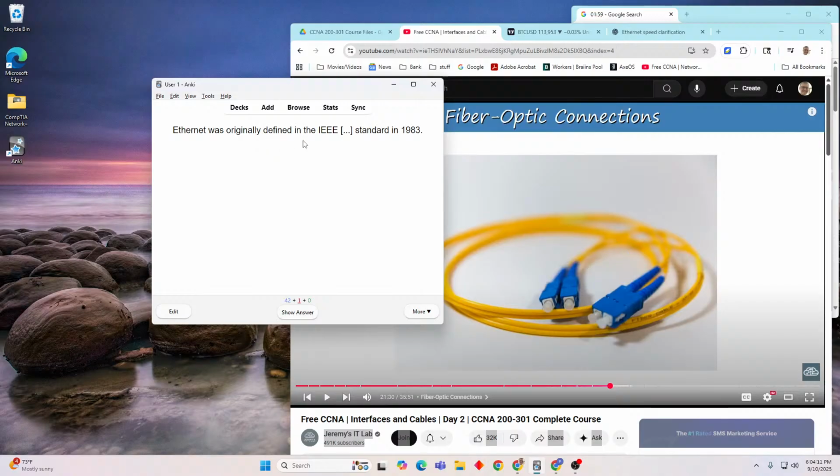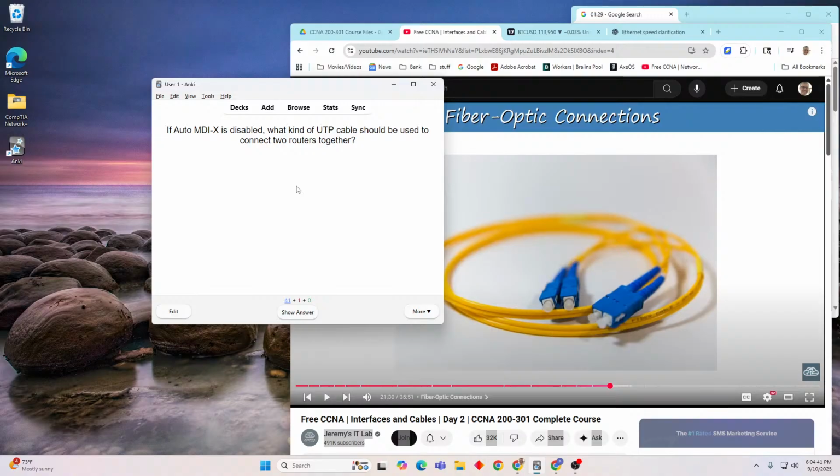All right, Ethernet was originally defined in the standard as 802.3. Cables emit a faint signal outside of the cable, which can be detected and copied. What? UTP cables? Yo, that's wild. I did not know that. Cool. I think that was a good one.